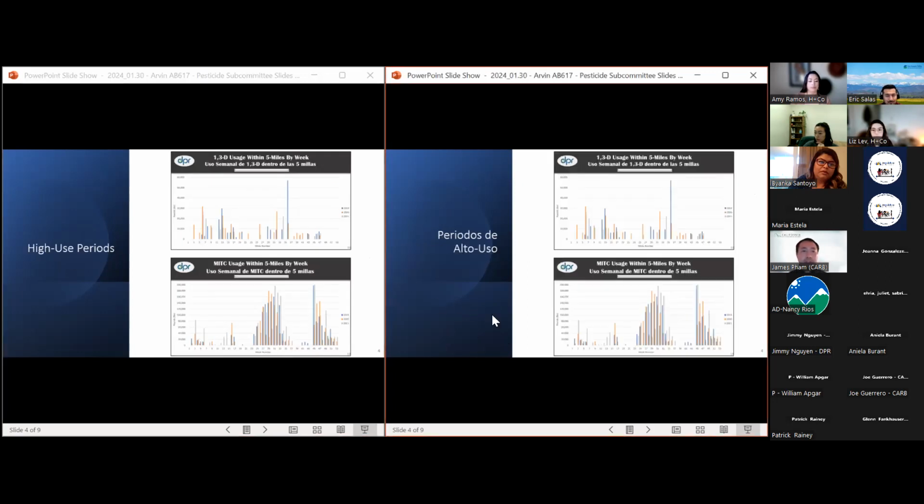So these 2 slides were shared at the September meeting, and these are from DPR. They show the usage patterns of the last few years of MITC and 1,3-D within 5 miles of the community. I know it's a little small, but you can see that 1,3-D gets mixed usage throughout the year. There are a few peaks here.